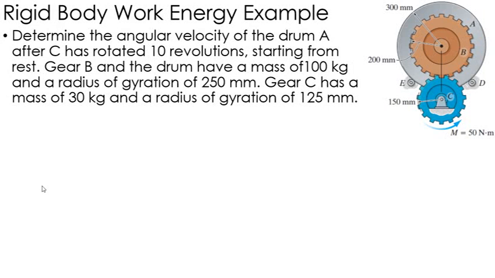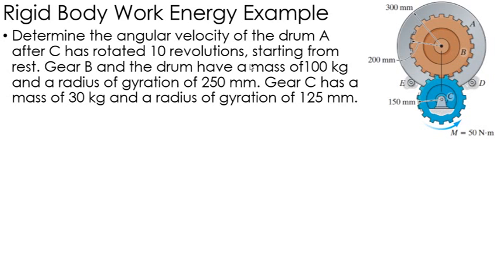Okay, in this example, I've got two gears. One has a moment applied to it as shown. The other follows along with it. And I want to find the angular velocity of the big one here, A, after this guy has rotated 10 revolutions. And I have mass and radius of gyration shown there.